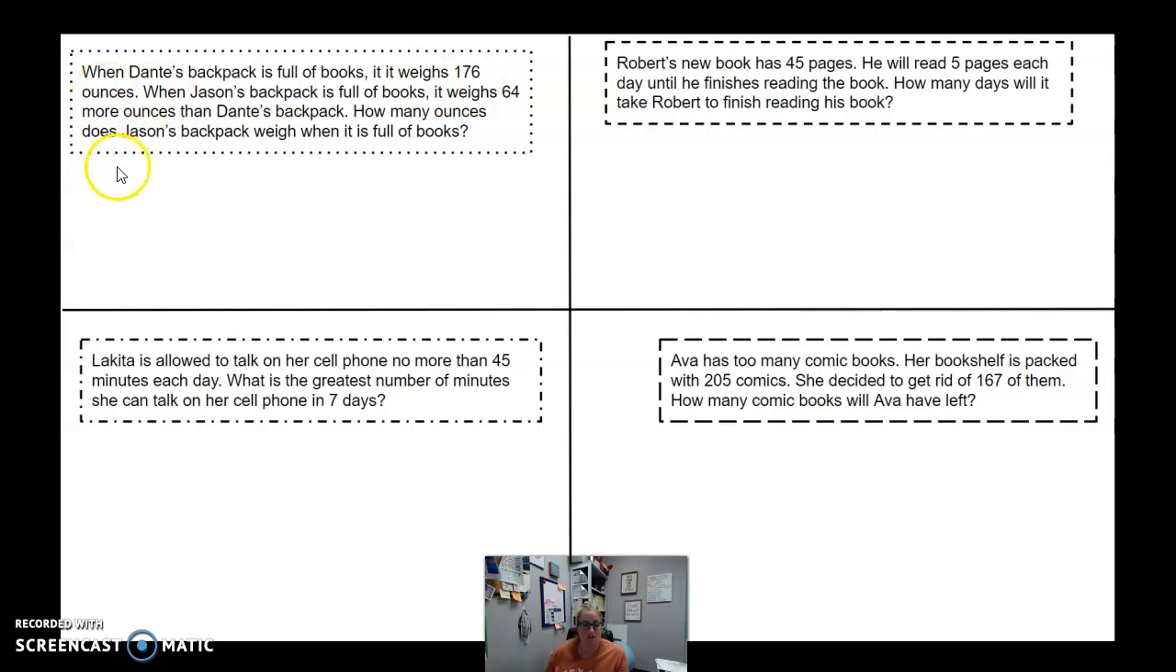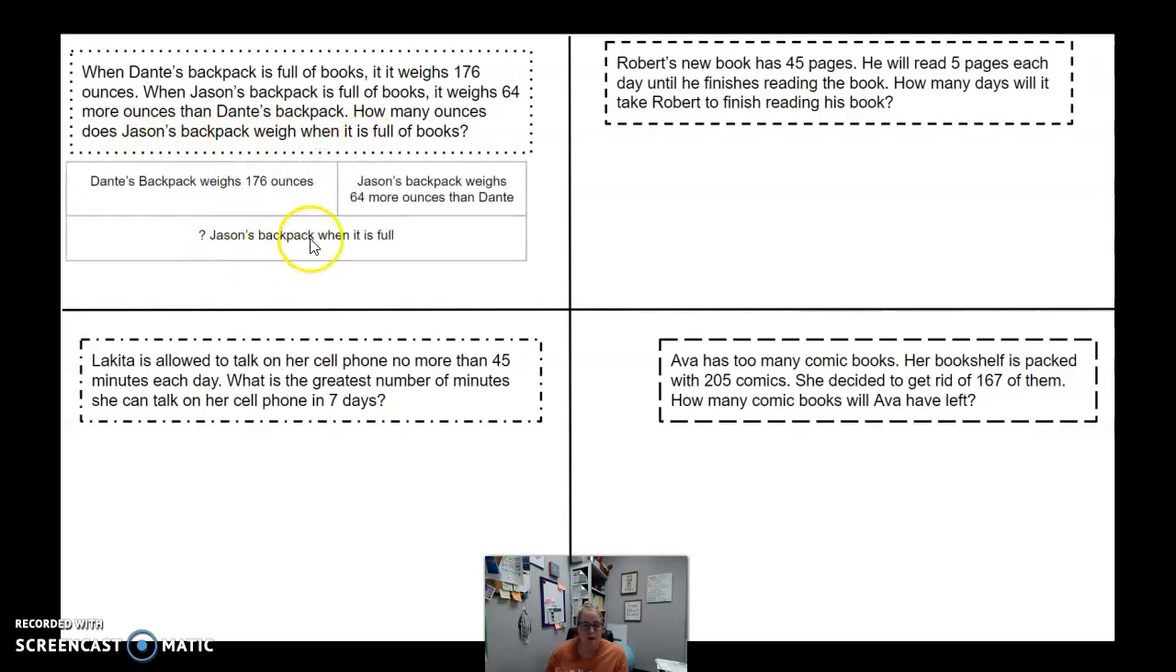So I'm going to make my strip diagram. Now, do I know how much Jason's backpack weighs? No. So that's what I'm looking for. So I am looking to find out how much Jason's backpack weighs whenever it's full. I know that Dante's backpack weighs 176 ounces, and I know that Jason's backpack weighs 64 more ounces than Dante. So I know 2 of the parts, but I do not know the whole. So that's one of my problems. Let's look at this one.